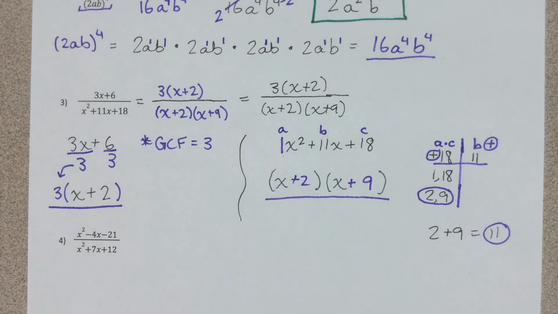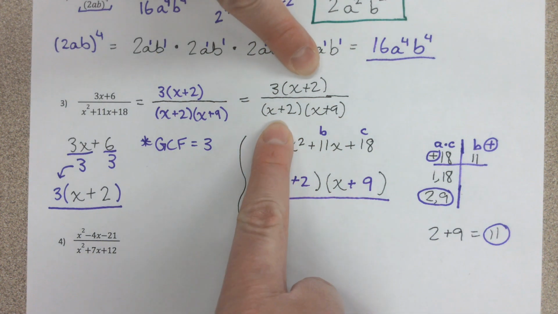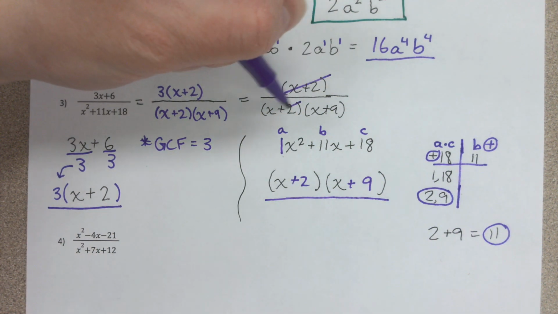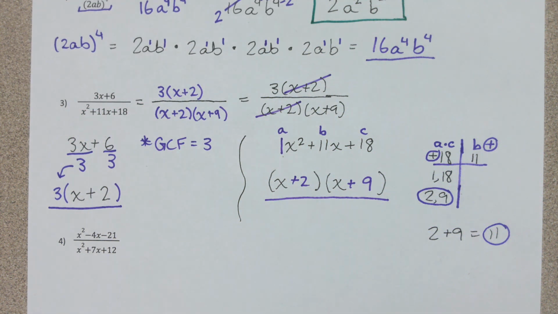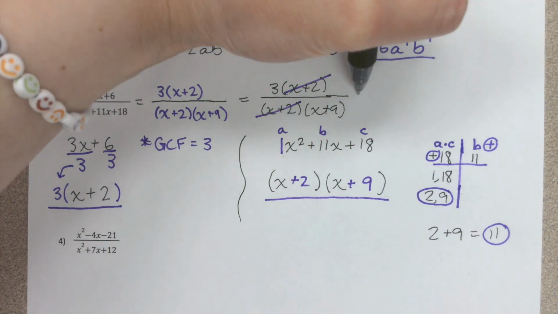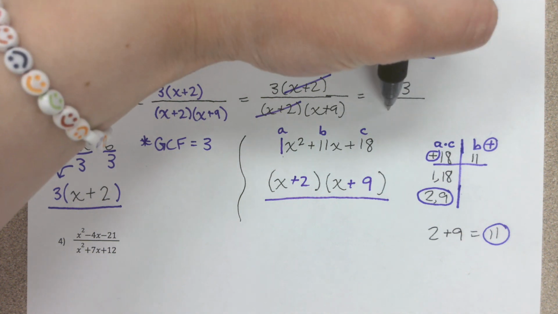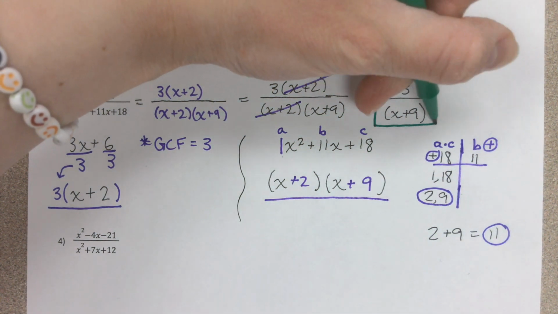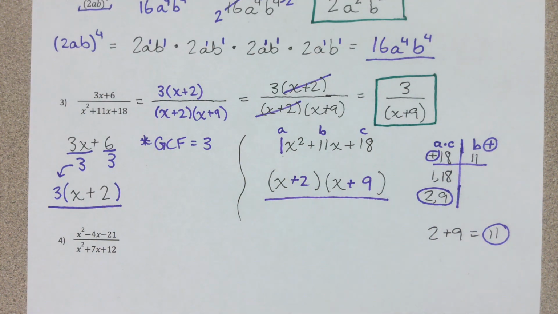There is something I can cancel here. Does anyone see what it is? The x plus 2s. We have x plus 2 on top and x plus 2 on bottom. If you have the same thing, top and bottom, you can cancel. So I'm going to put a strike through both of those. Whatever's left, that's my answer. 3 over x plus 9, keep that in parentheses, please. There you have it.